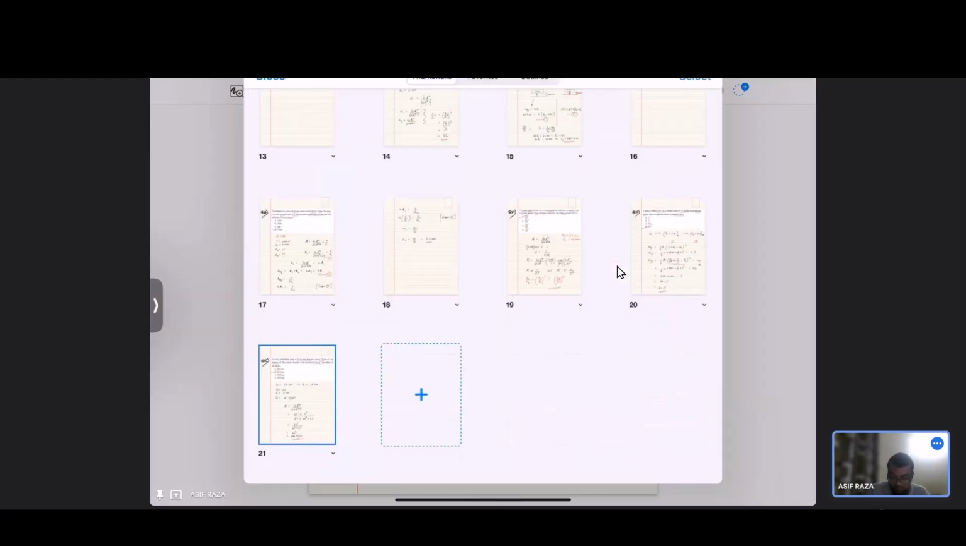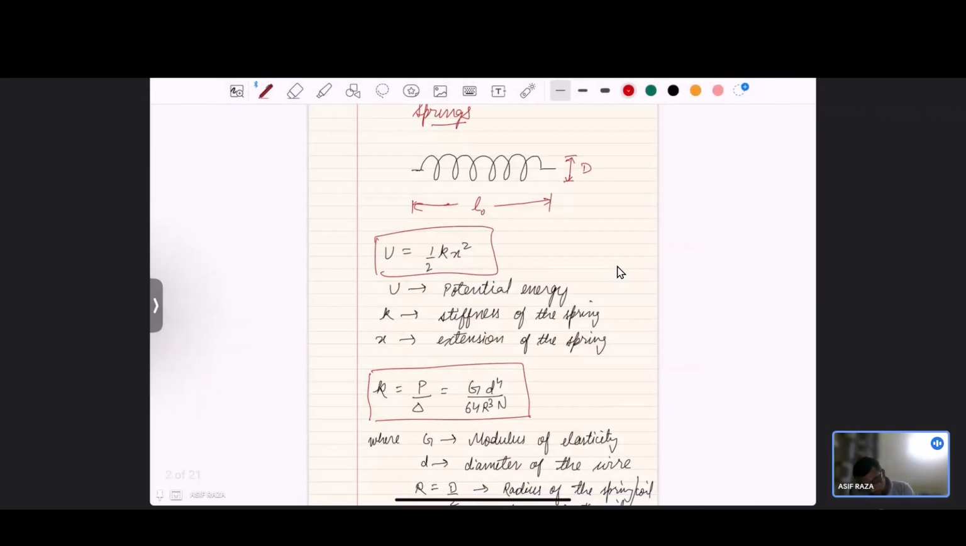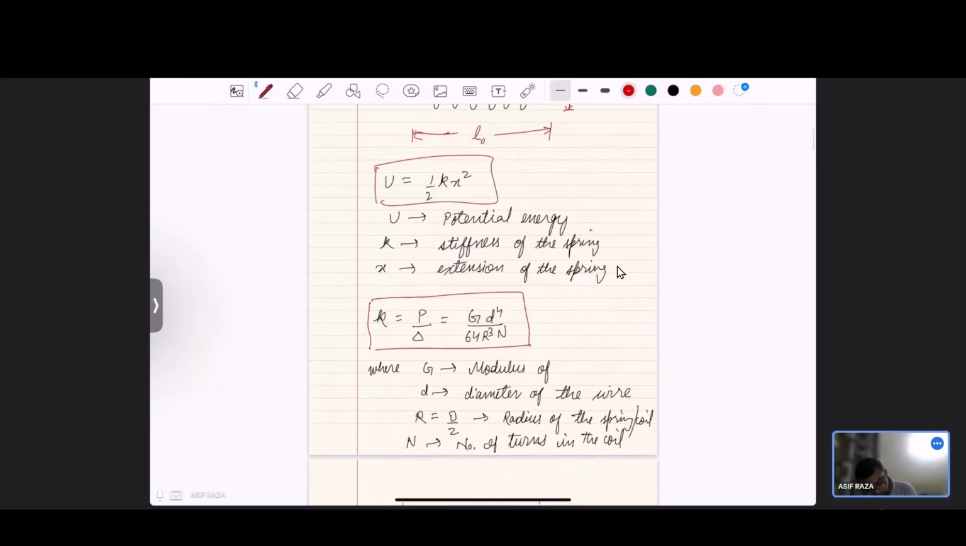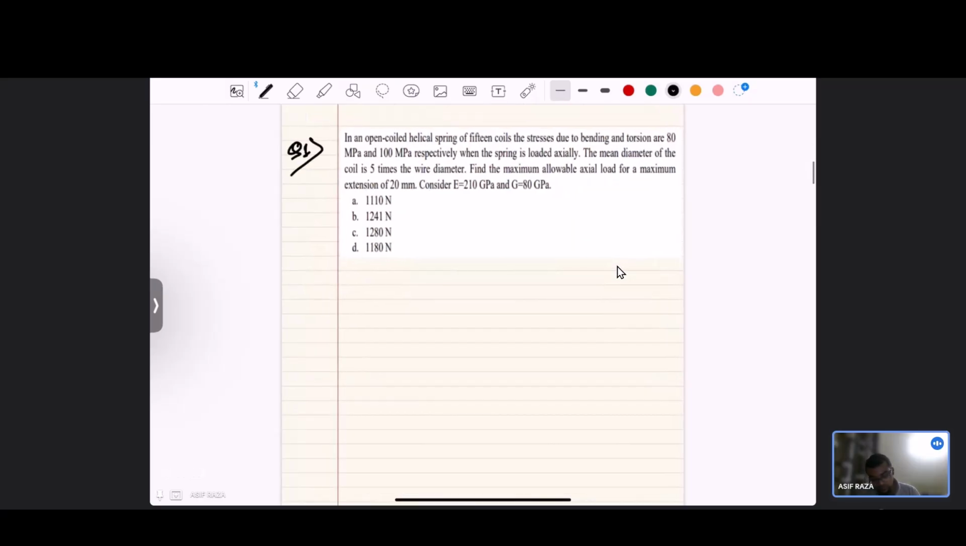Okay, now let's, okay, so I made a mistake here. This is not elasticity, this is modulus of rigidity. Okay, so now let's move on to the questions.